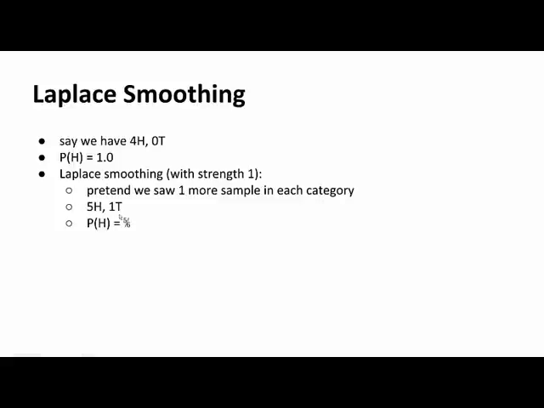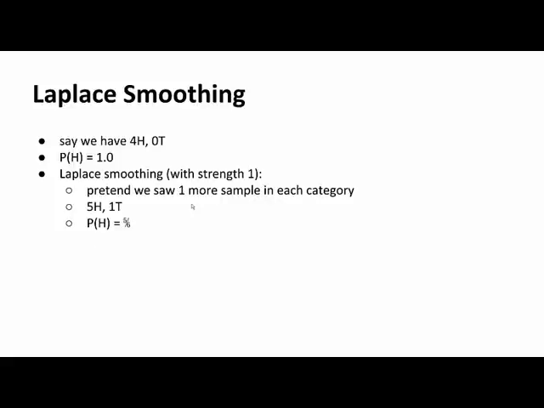So what does Laplace smoothing really do mathematically? Basically, it makes the distribution closer to uniform, right? So imagine if we had Laplace smoothing of 100, well, the probability of heads would be very close to 1/2 then, right? And if we had Laplace smoothing with infinite strength, then the probability of heads would be exactly 1/2. So what Laplace smoothing is really doing is making our distribution look more uniform.